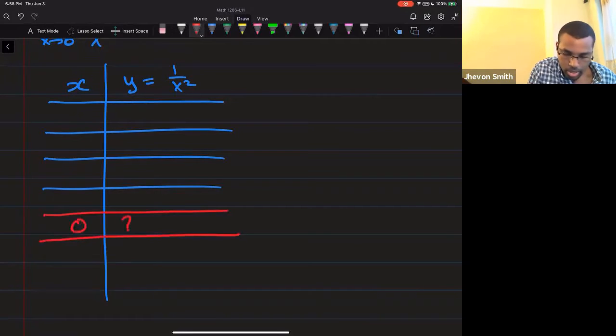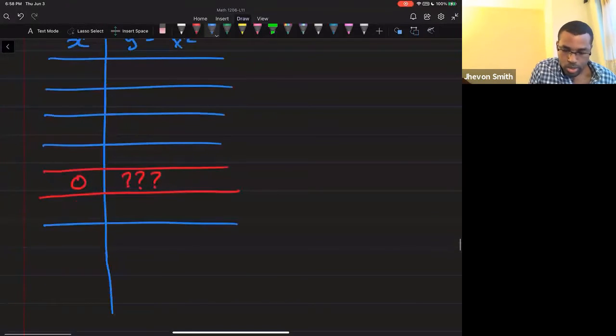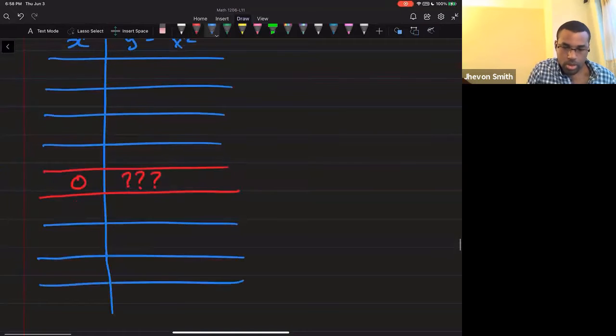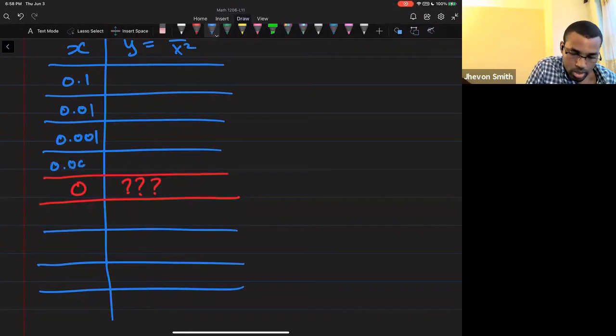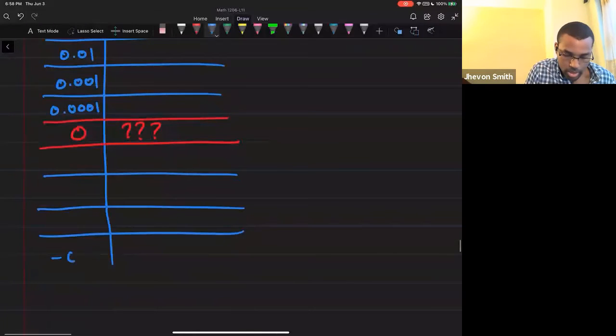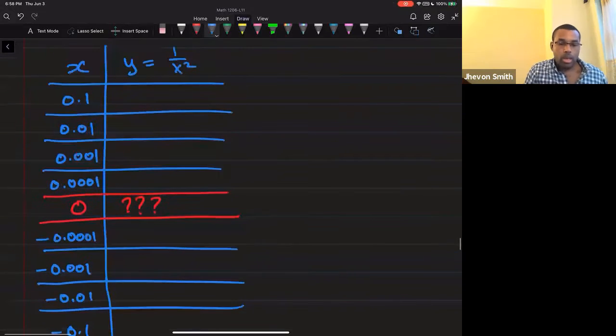So 0 I care about, but I don't know what the y value is doing there, or what it's even getting close to. So I can do the same thing, plug in 0.1, 0.01, 0.001, 0.0001, minus 0.1, minus 0.01, minus 0.001, minus 0.0001.